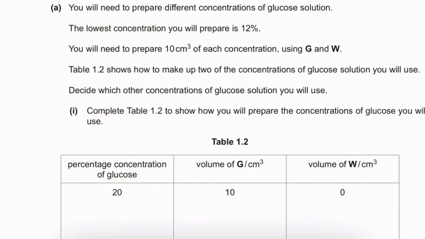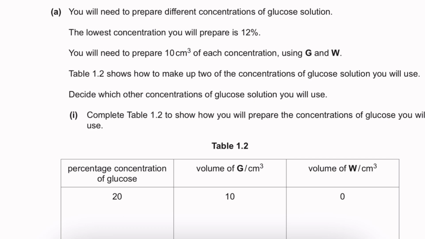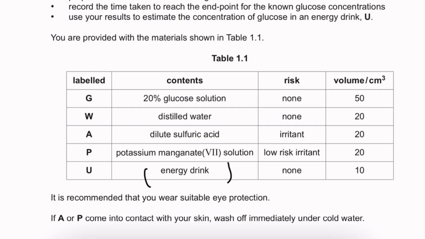Decide whether each concentration. Okay, so I can guess that this question is going to be about finding out what the concentration of the energy drink is. He's asking us to prepare 20% glucose solutions, different concentrations of glucose, and then to use, I believe, this guy over here, potassium permanganate, although we usually use Benedict's test, but we're going to use potassium permanganate to compare the concentrations to U so that we can figure it out.